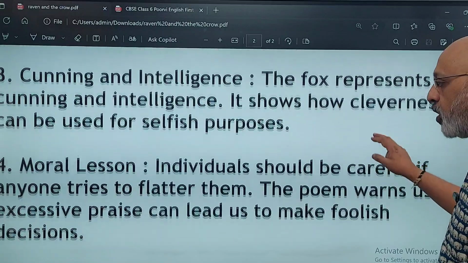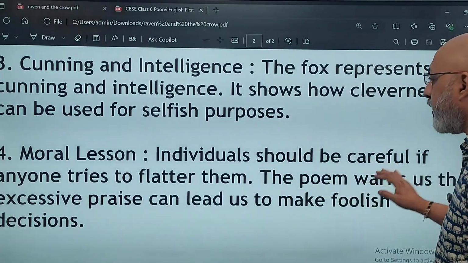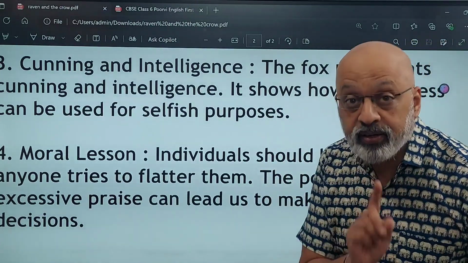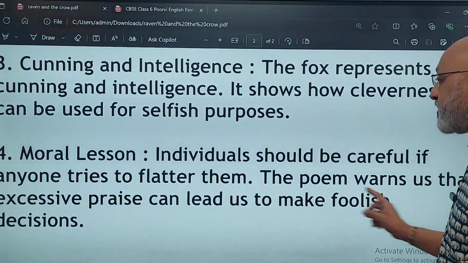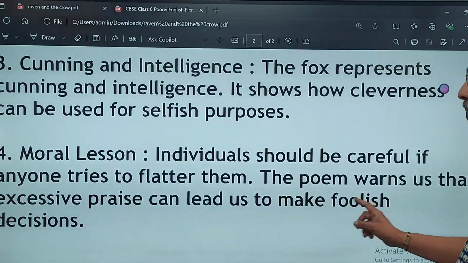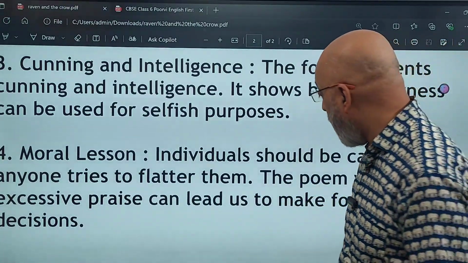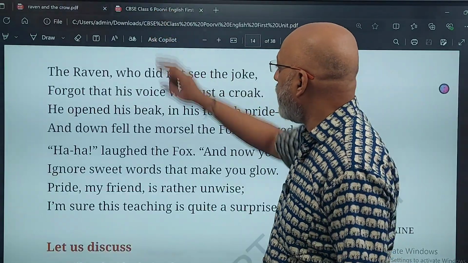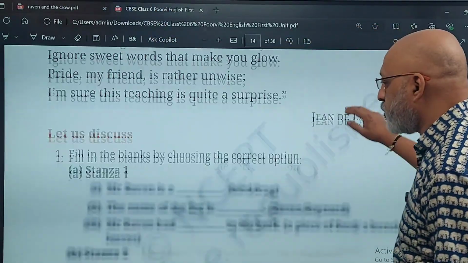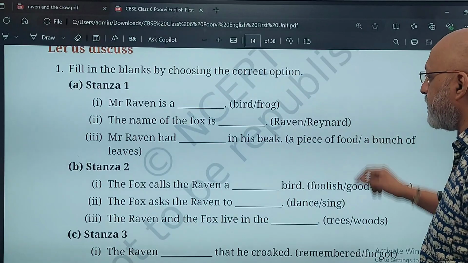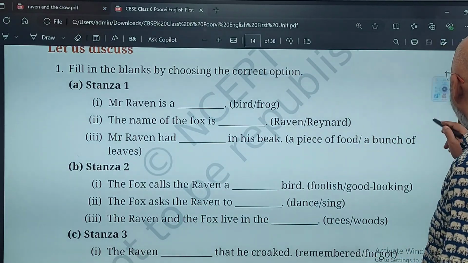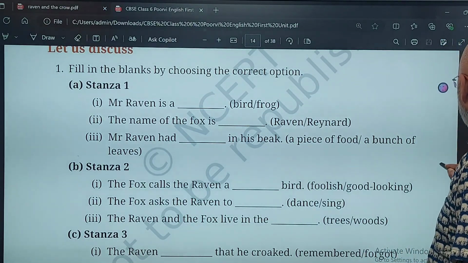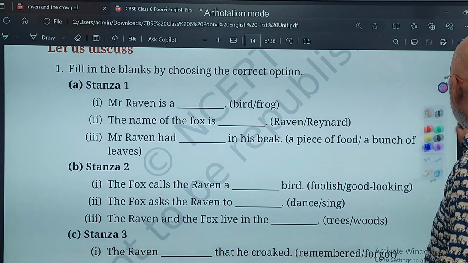Okay, and what is the moral of the story? Individuals should be careful if anyone tries to flatter them. Okay, the poem warns us that excessive praise can lead us to make foolish decisions. So ये आपको सीख मिलती है इस particular poem से. Now let's go back to the questions and answers. Very easy questions and answers. साथ में करते रहो, easy रहेगा.